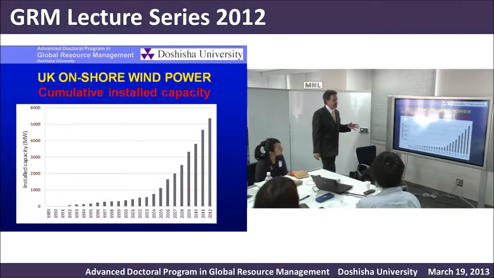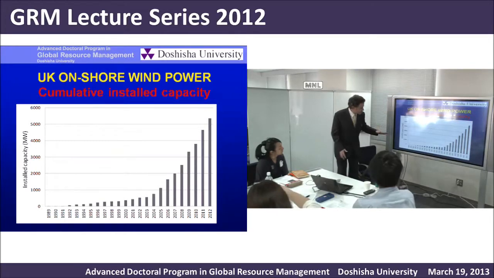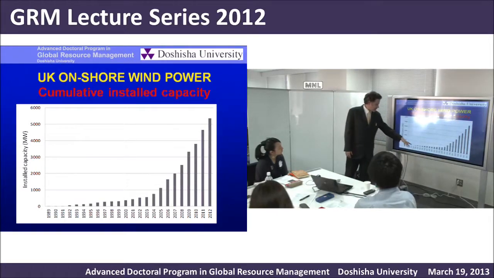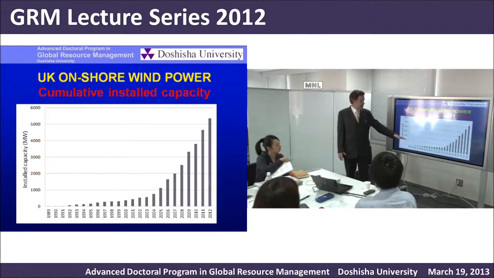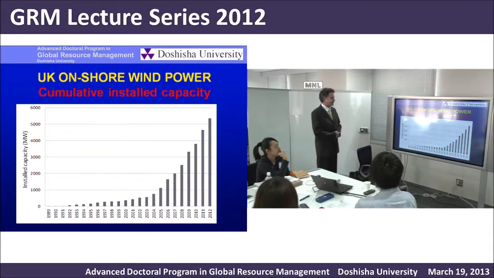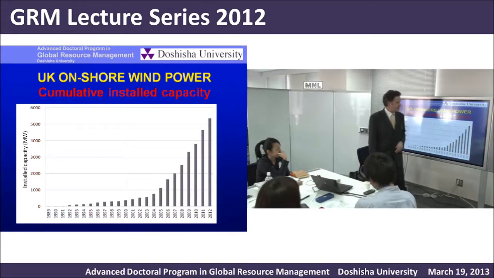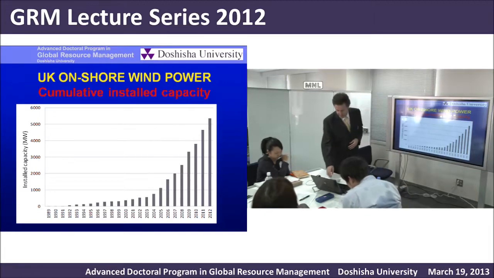Now, let's look at the cumulative capacity. I've stripped out the data from the other renewables. This is focusing on wind now. You can see 20 or so years ago there was nothing worth talking about, but we can see a very dramatic rise now up to this 5.8 gigawatts, or just over 5,000 megawatts capacity.